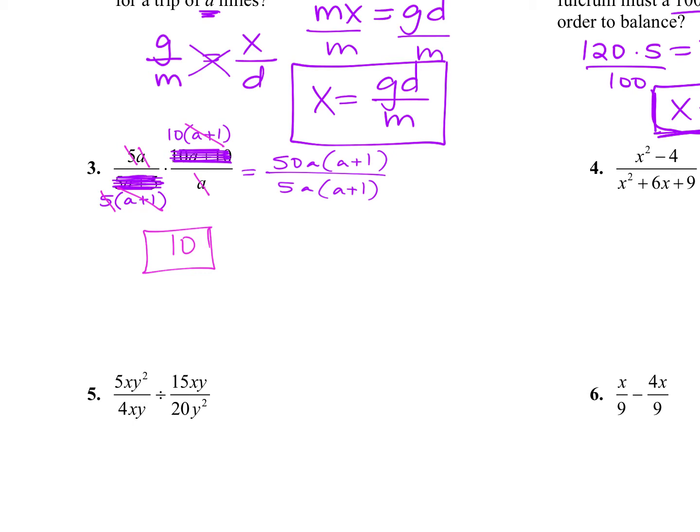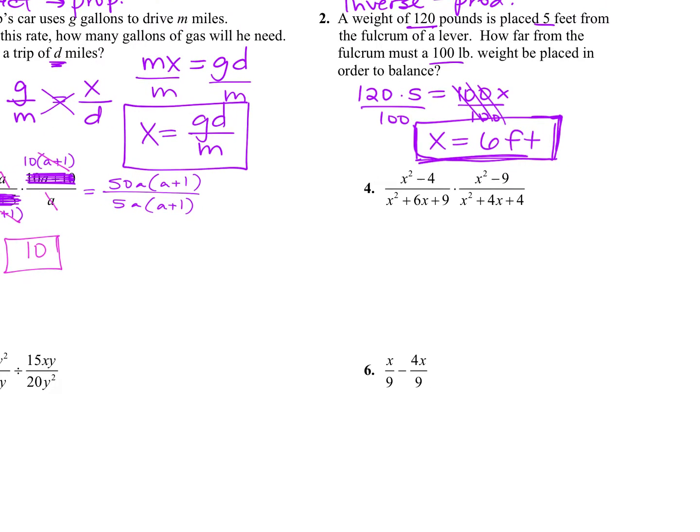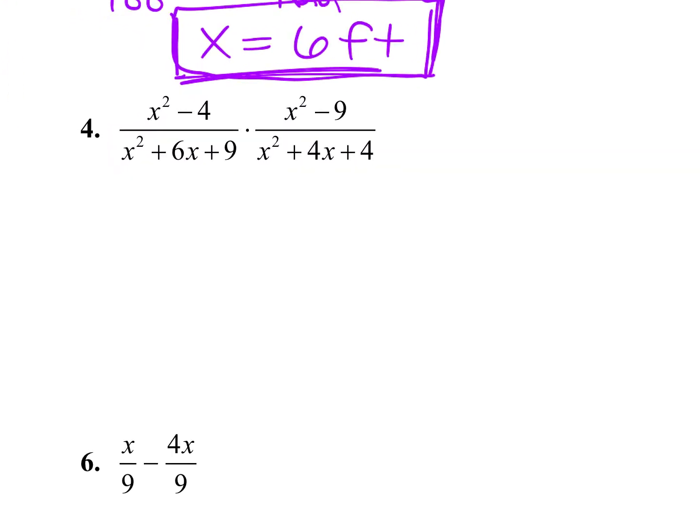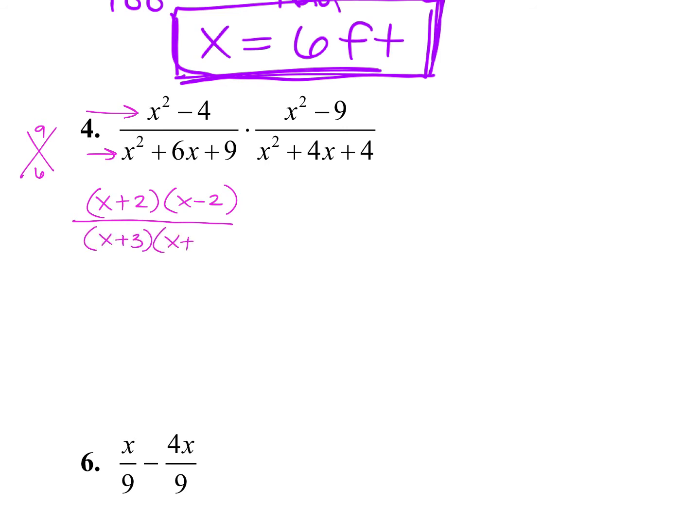All right, number 4 looks really fancy because there's just a lot going on there, but it's really just a lot of factoring. And you guys are good at factoring. What's your numerator going to factor to? X plus 2 times x minus 2 over, if you do star method here, what can you multiply to get 9 that you can add to get 6? 3 and 3. Okay, what's your other numerator going to be? X plus 3, x minus 3.